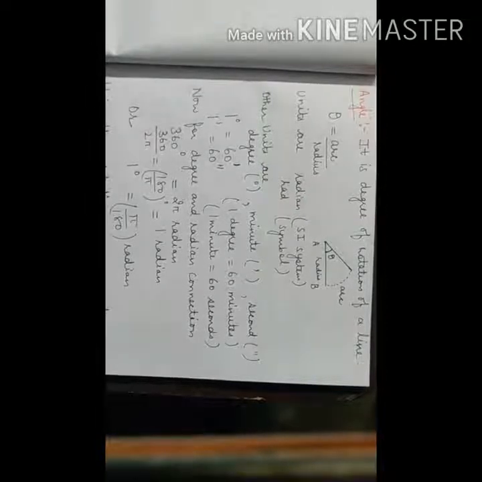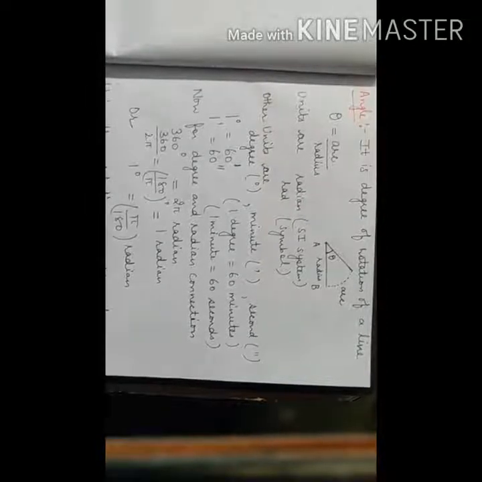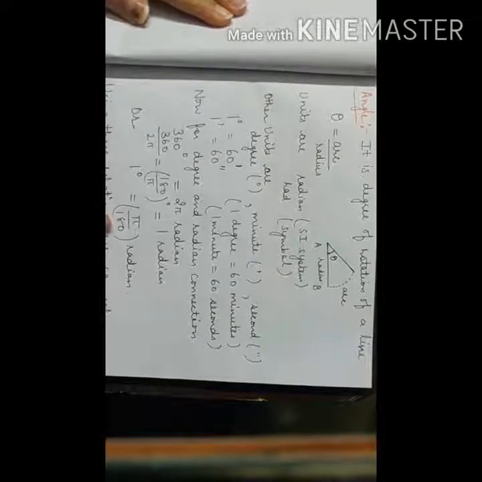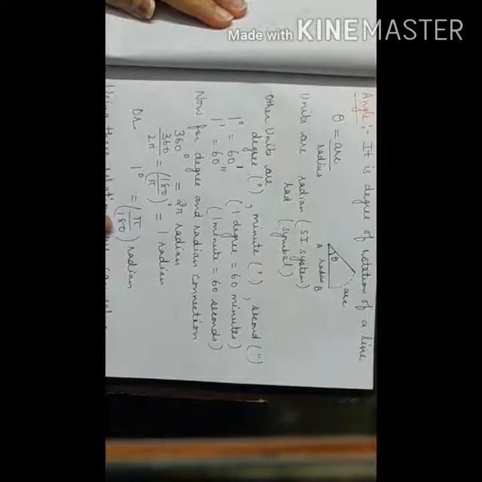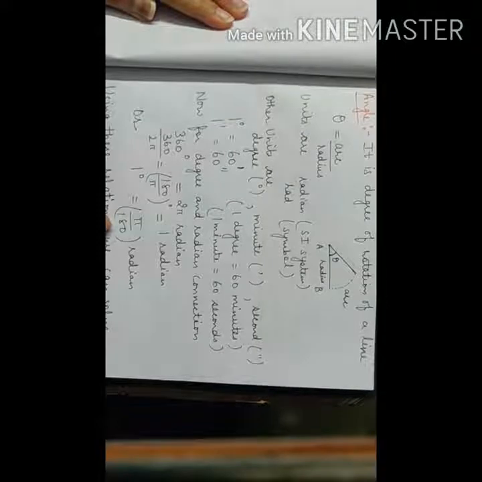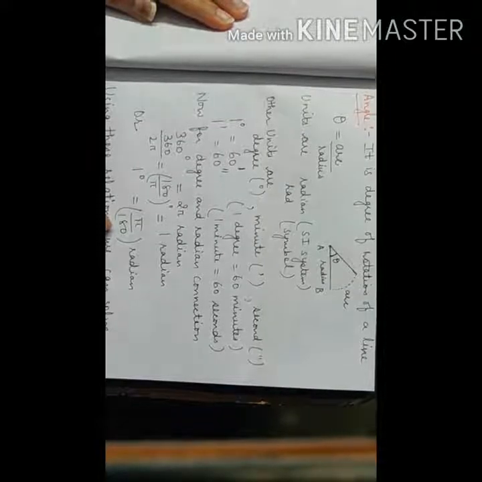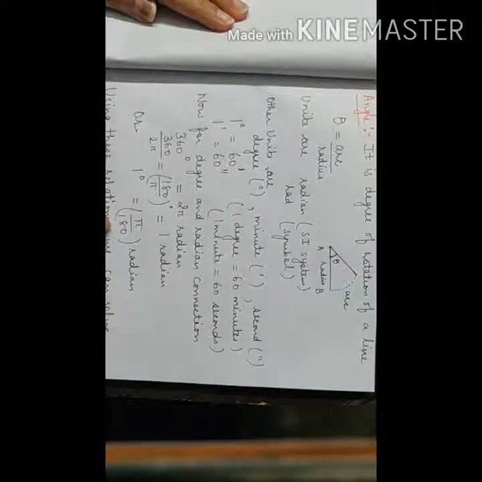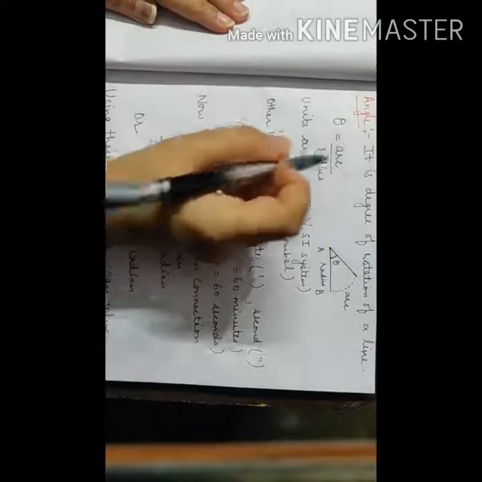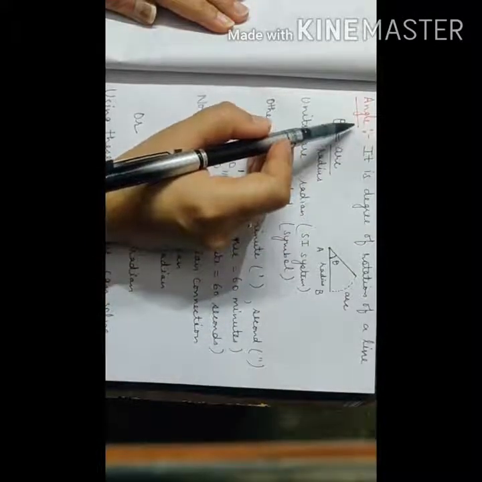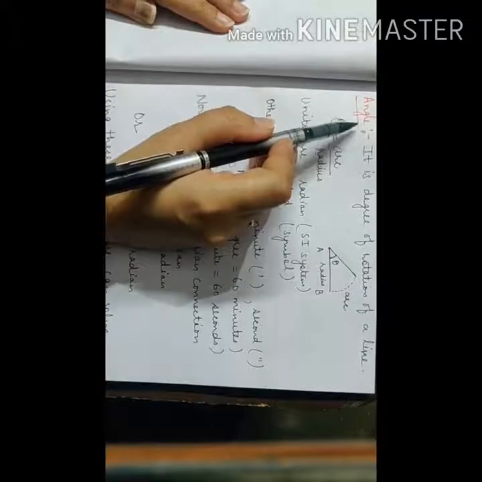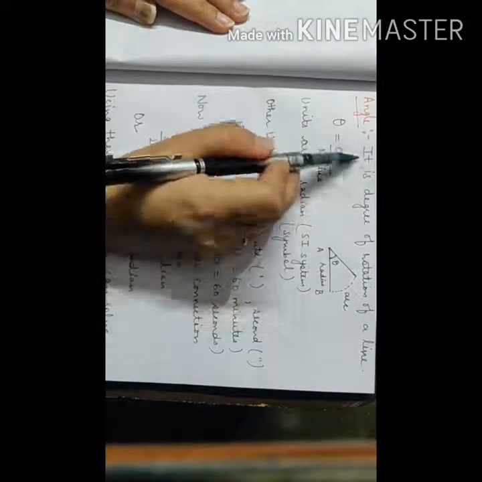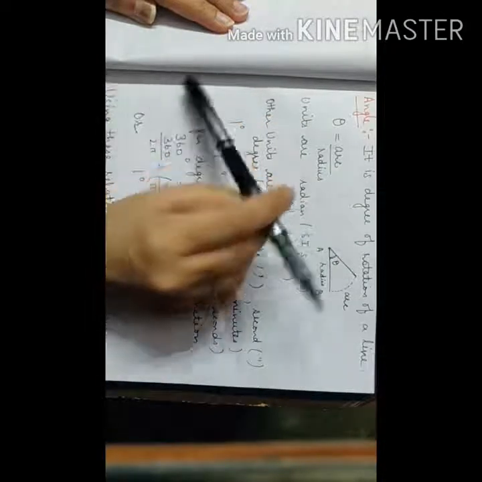Hello everyone. For today's physics lecture, we have to understand the next topic in continuation with the chapter, which is called units and measurements. The very important next quantity that we have to study is angle. Now actually what is angle? It is the degree of rotation of a line.